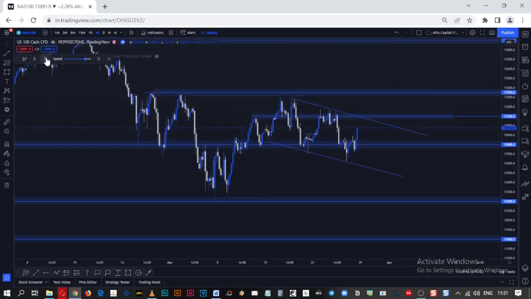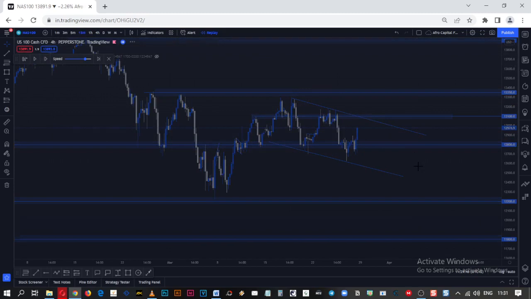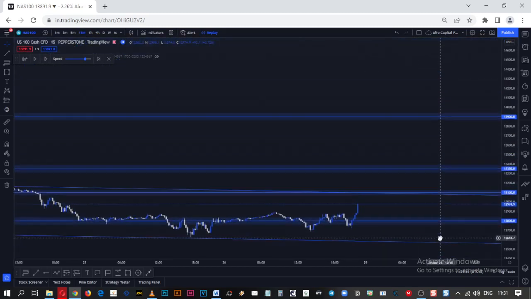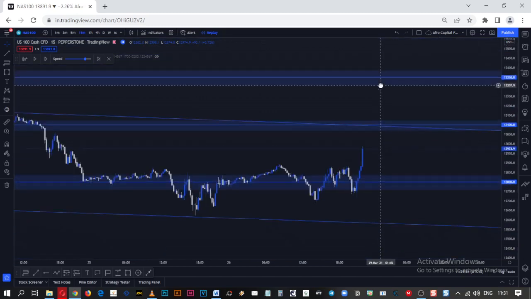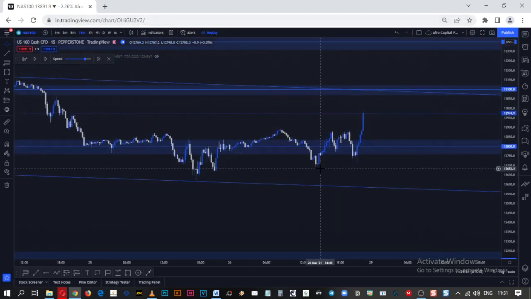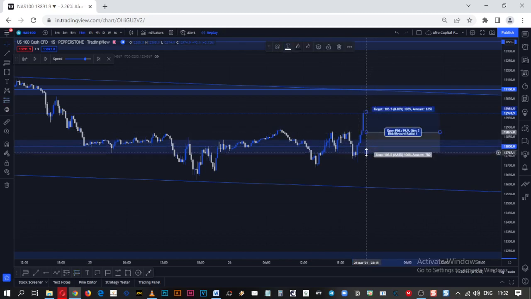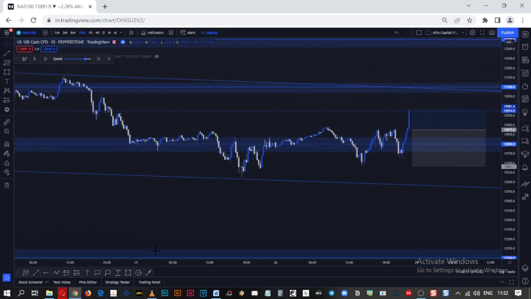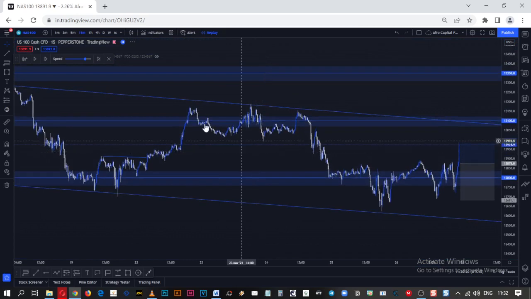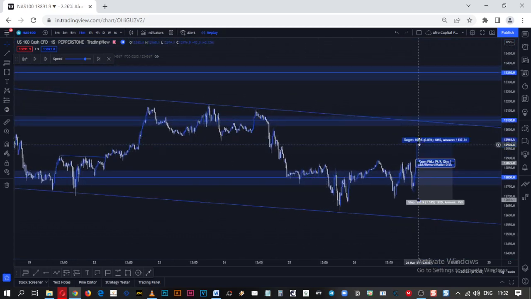Back to 4 hours. Boom. At the break of this high would have been our entry. So we take that with the stop loss on the low. Remember the last time we looked down on this level, it showed us flames.